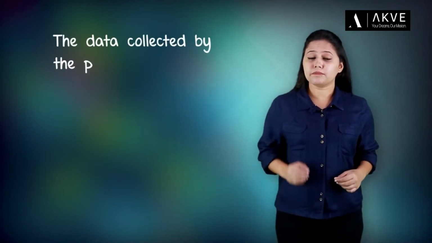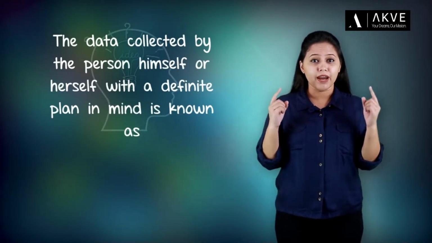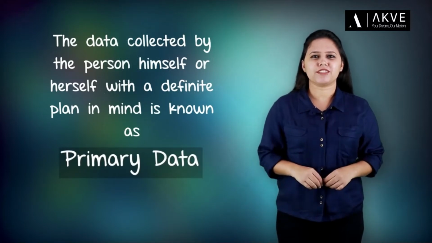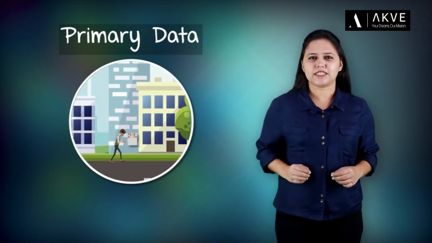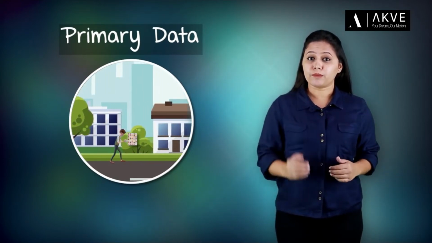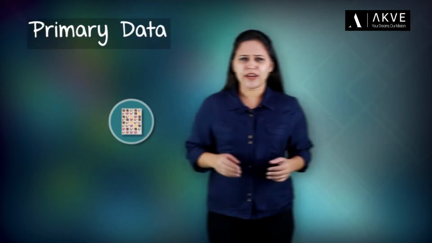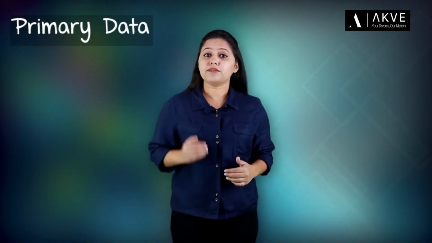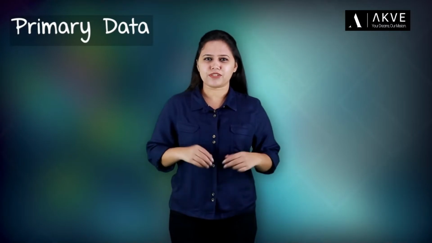Now, the collection of data can be done in 2 ways. The data collected by the person himself or herself with the definite plan in mind is called the primary data. Like in the previous example, John himself collected the data. So, the information he got is an example of primary data. And why? Because he himself went around and collected the information. The information he collected did not exist previously.